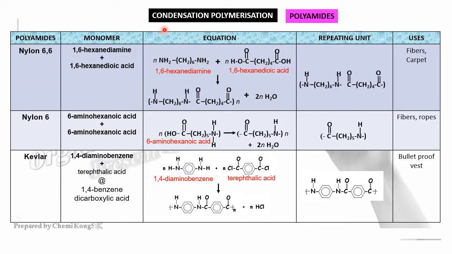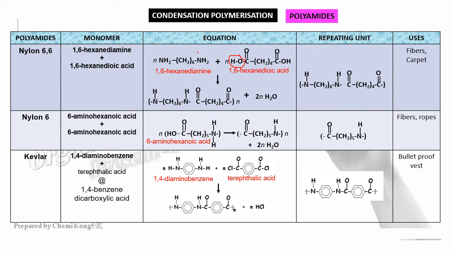Next is the condensation polymerization. The first part involves polyamide. So there are 3 examples. The first one, nylon 66, is from the monomers 1,6-hexane diamine and 1,6-hexanedioic acid, joined together to form the polymer. Maybe some of you might ask how to form the polymer. So we are going to eliminate the OH from the carboxylic acid and one of the hydrogens.